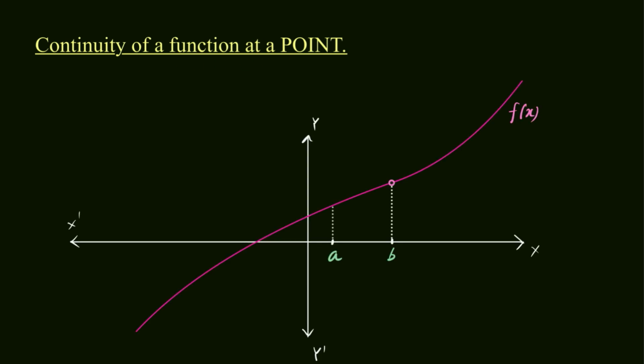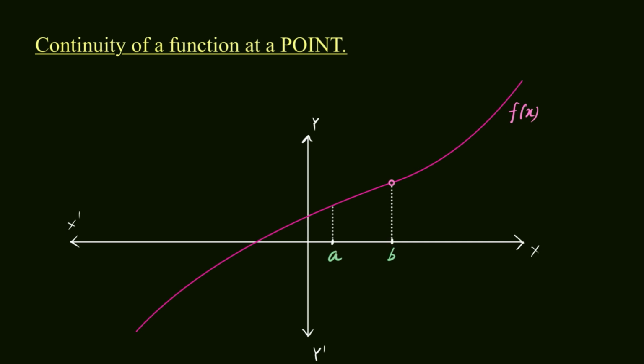Here's a function represented by this particular pink color line, and as you can see, at x equals a, there is no breakage on this function. That means this function is continuous at x equals a. But at x equals b, there's a hole here. That means the function is breaking at this particular point, x equals b. So here we say that this function is discontinuous at point b. This is the simple meaning of continuity of a function.